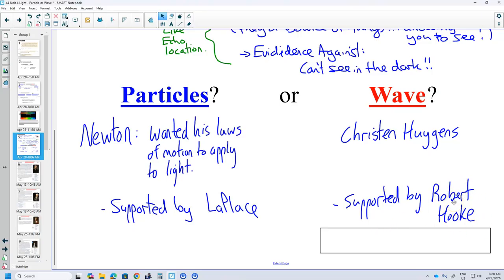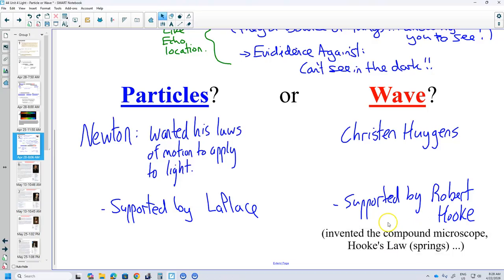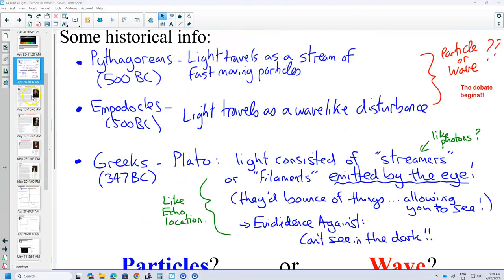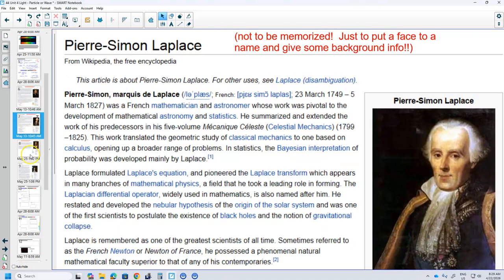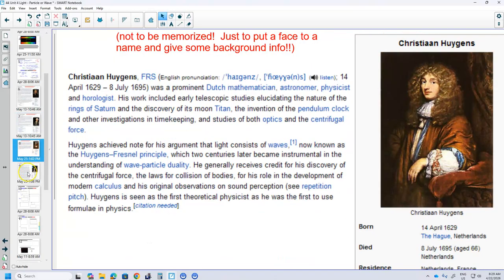You might have heard of him in grade 9 or 10 as the person who invented the microscope, and also, of course, Hooke's law to do with springs, right? So, I included the old Wikipedia bio of these people as a start, anyways. At least if you want some more background information about things to do with them.